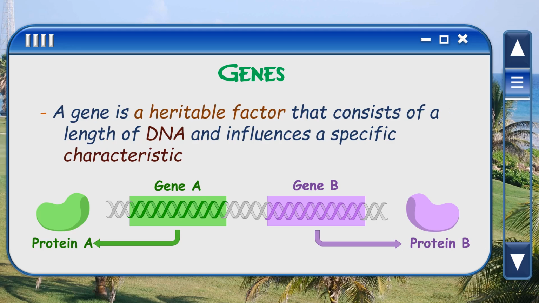A gene is a heritable factor, and it consists of a length of DNA and it influences a specific characteristic. So we have a gene which is a heritable character and it is made up of a particular length of DNA, which we are calling a sequence of DNA, and that particular gene influences a particular character.